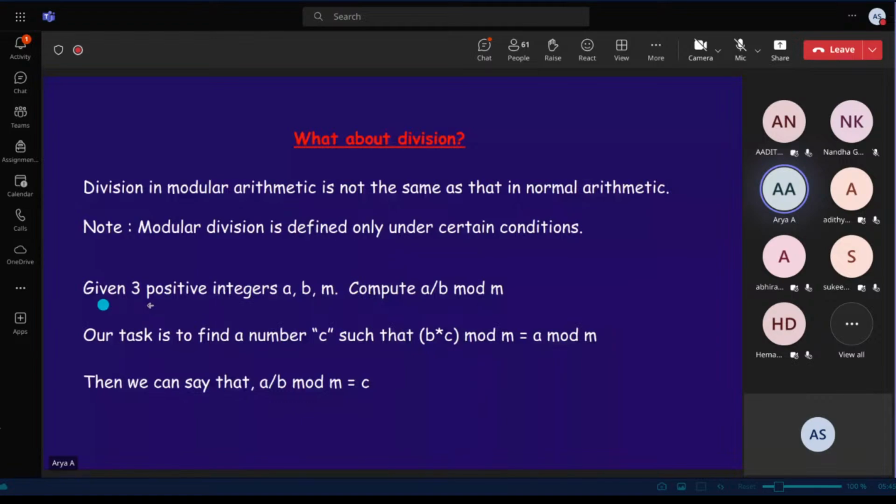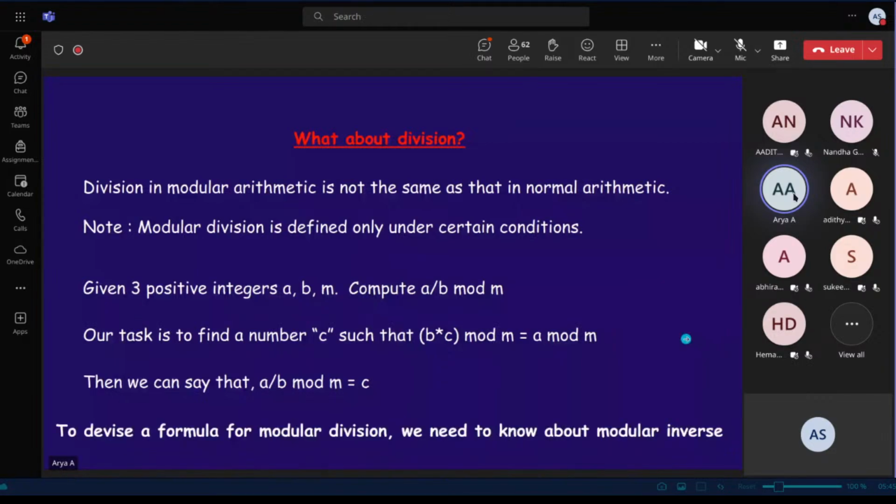So given 3 positive integers a, b, m, compute a by b mod m, it means our task is actually to find the number c such that b into c mod m is a mod m. You can verify the result of 8 by 3 mod 5 equal to 1 through this expression. You just plug in those values. 3 into 1 mod 5 is 3. 8 mod 5 is also 3. So the answer 1 makes sense, right? So this is actually the exact task. Whenever we encounter this is what we have to do. So then we can say that a by b mod m is equal to c.